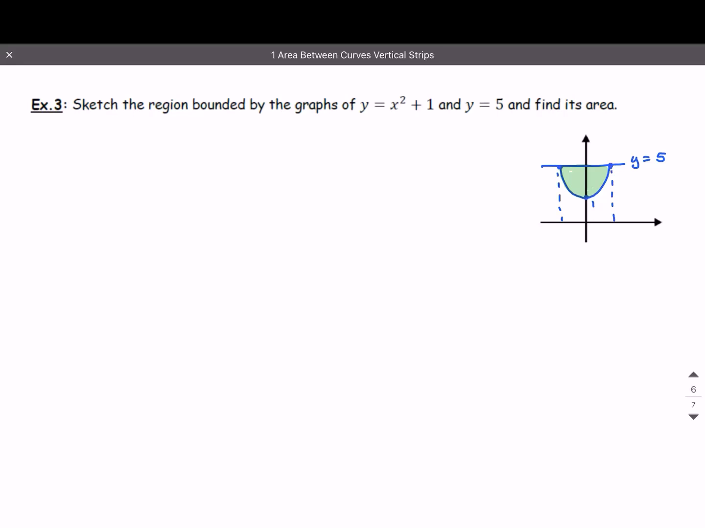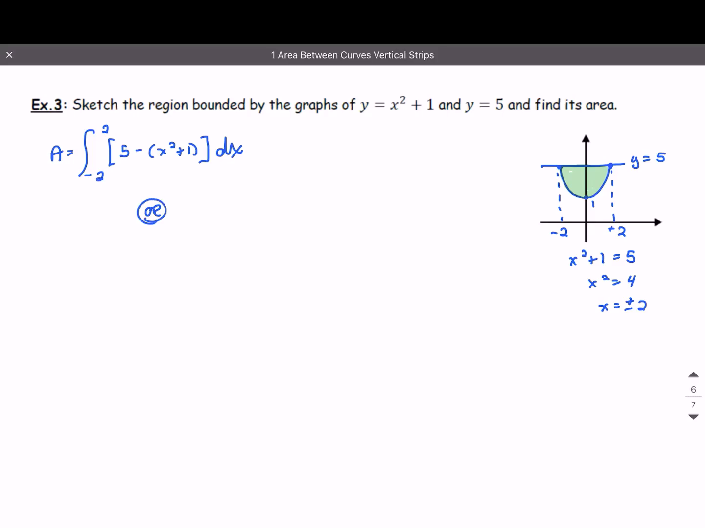So if we take that x squared plus 1, set it equal to 5, that means x squared is 4, so x is positive and negative 2. So that's our region. Okay, now when we find the area, we can do the integral from -2 to 2 of the top curve, y equals 5, minus the bottom curve, x squared plus 1 dx.